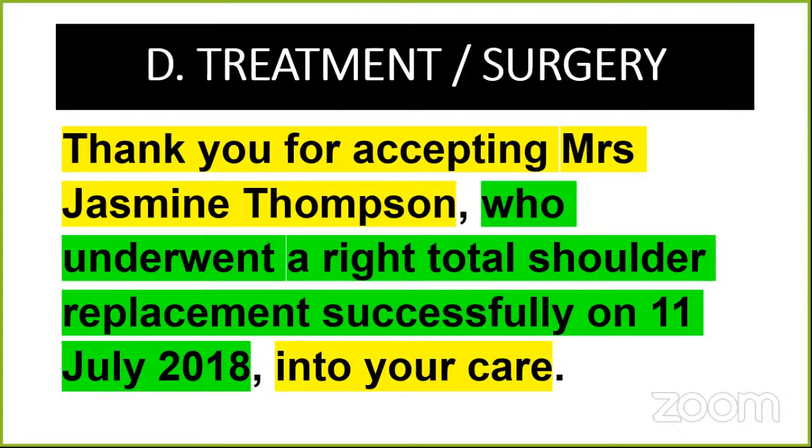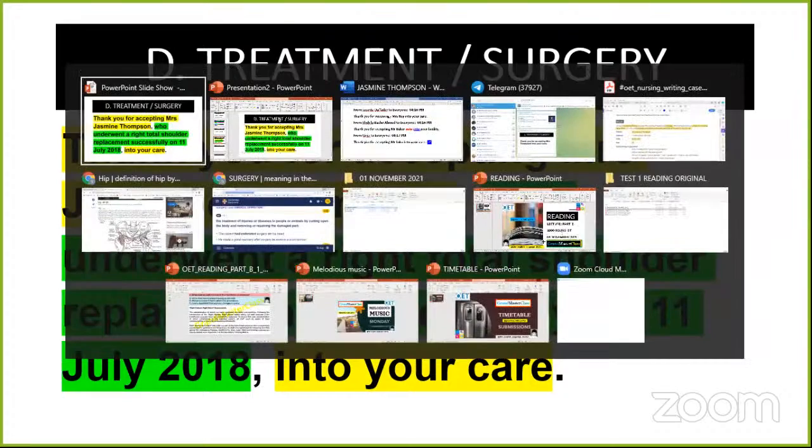That is subject, verb, object is there. And Mrs. Jasmine Thompson is also there. But second part, who underwent? Somebody underwent. So this is depending on Jasmine Thompson. Who means Jasmine Thompson? So this is a subordinate clause. So this is a complex sentence. So now write one sentence like this using your own examples.